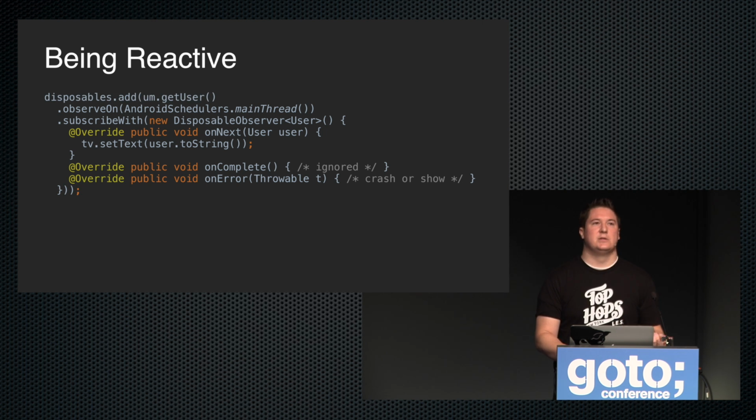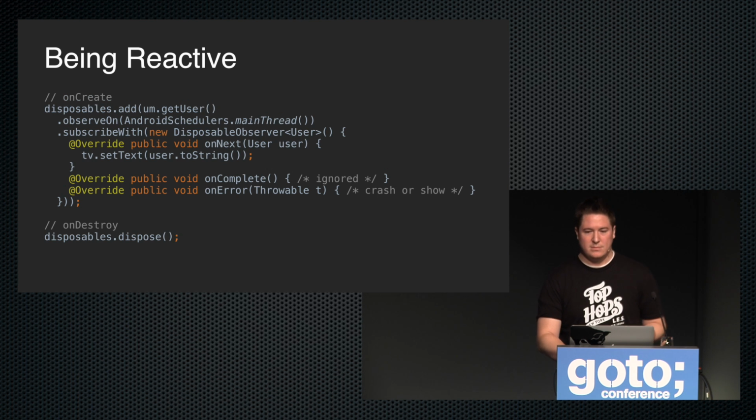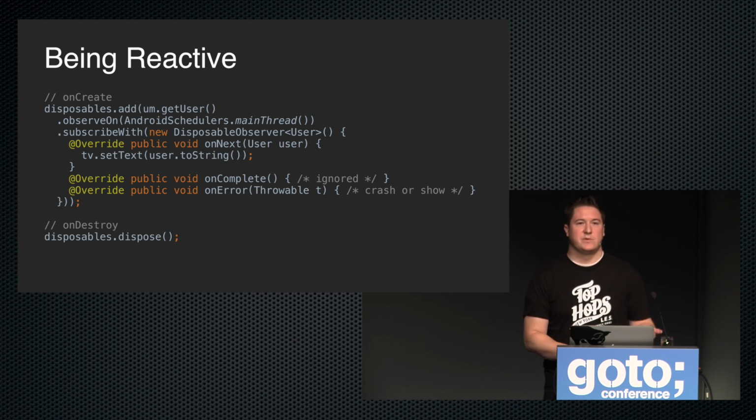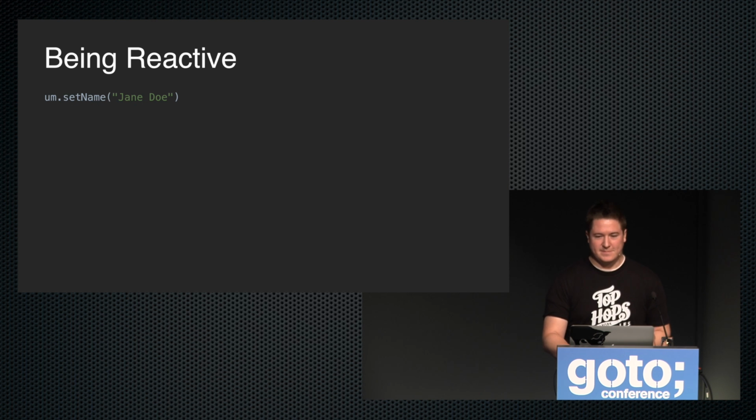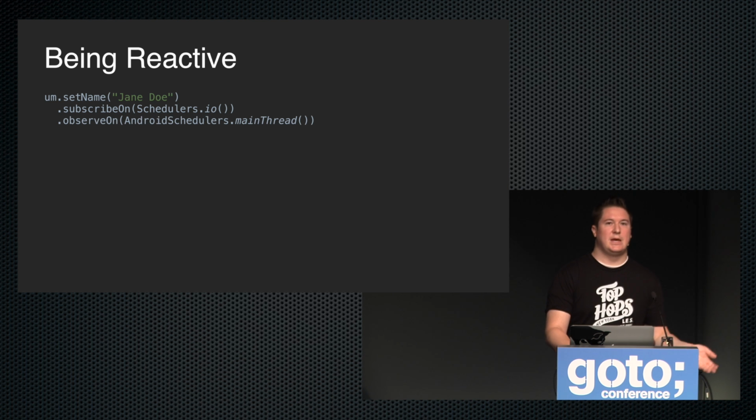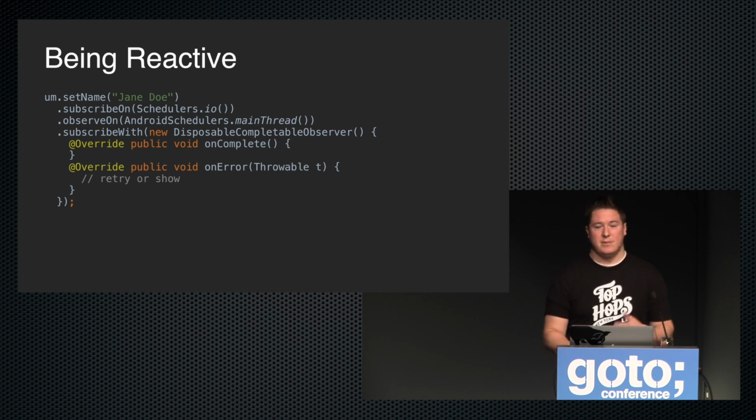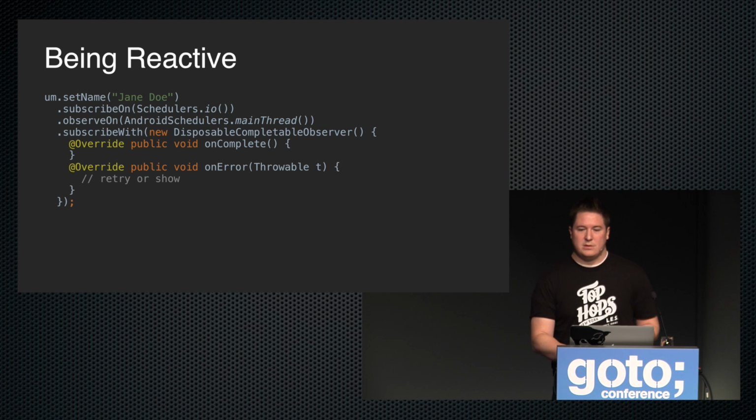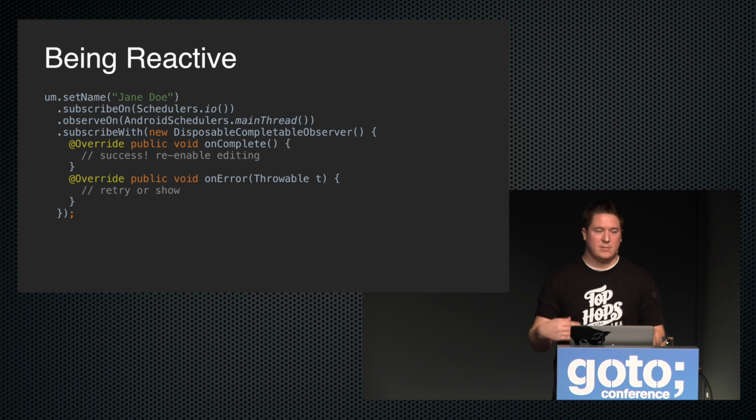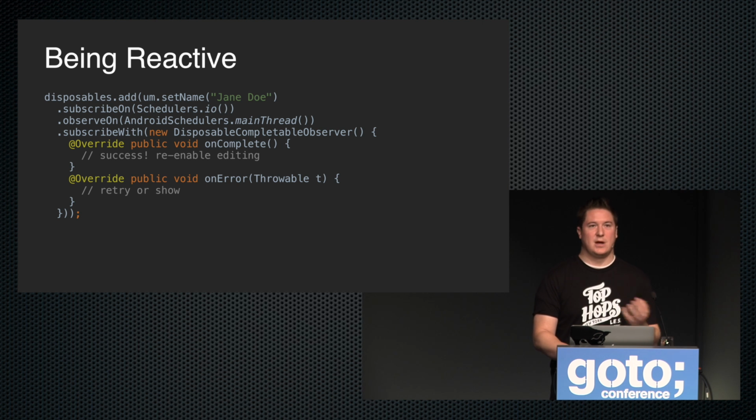However, we do have to remember to manage the disposable that gets returned because we're in the Android world, and when our activity disappears, we want this code to stop running. So on destroy, we would dispose of the disposables. Similarly, when we ultimately make an asynchronous request to change data, we want that to happen on a background thread. We want to observe the result on the main thread, whether it succeeds or fails. And in the success callback, we could potentially re-enable the text box or whatever. And again, because you wouldn't open a file without closing it, you wouldn't subscribe without managing the disposable. So we add this to our disposable list.